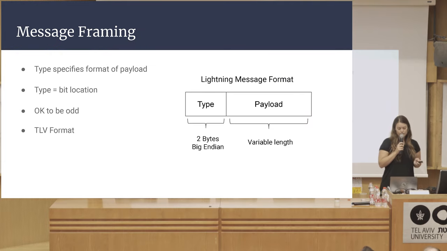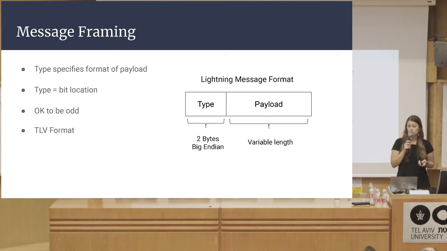Lightning's message framing is pretty simple. There is a 2-byte type, which specifies the format of the payload. The type is set by the bit location, not the numeric value. So if you have type 2, it's actually the second most significant bit that is set, not the numeric 2 bit. And they also run on a rule which is called "it's okay to be odd." So if you run into an odd typed Lightning message that you do not understand, you can still continue to communicate with that node. It's fine. It allows for backward compatibility messages. But if you run into an even one that you don't understand, then you have to break your connection with that node.